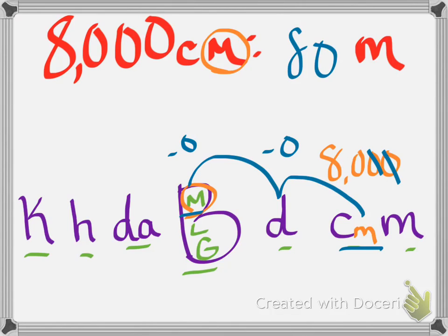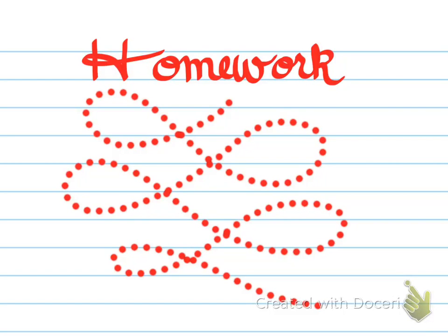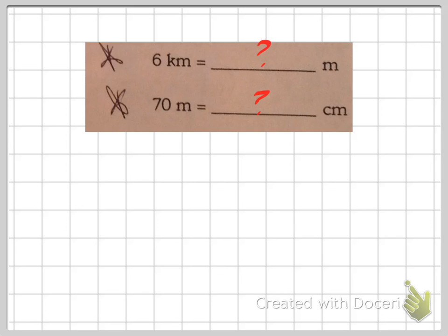Now, if you would like more practice with converting within the metric system, go ahead and check out our other Converting Within the Metric System tutorial. It has a lot more information on it. Okay, and here is the part of the homework that you need to actually bring into class tomorrow. Oh, that's okay. It's not very many problems at all. You need to figure out 6 kilometers equals how many meters, and then 70 meters equals how many centimeters.